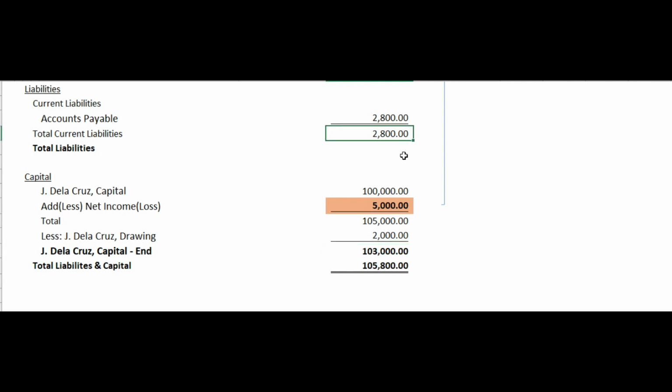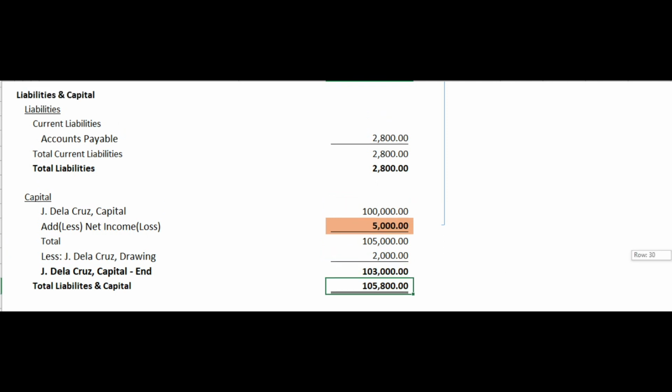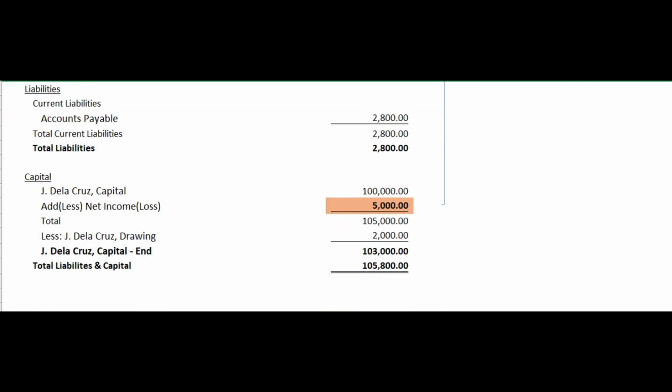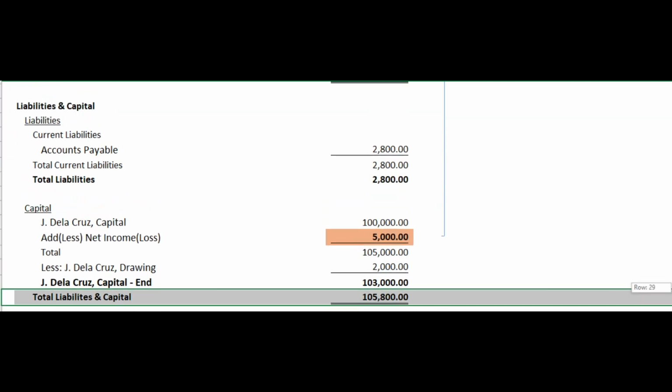I-add natin itong dalawang to. 2,800 plus 103,000 is equals to yung liabilities natin. Ito yung total liabilities natin. Sorry. Kulayan natin. Ayan. So, meaning, accounts payable, isang account, pinorward natin current liabilities. Since wala na other liabilities, ito yung total liabilities natin. So, 2,800 plus 103,000, yung equation natin, assets is equals to liabilities plus capital, 105,800. So, balance nga ba sila? Total assets, 105,800. Total liabilities, 105,800. Okay?